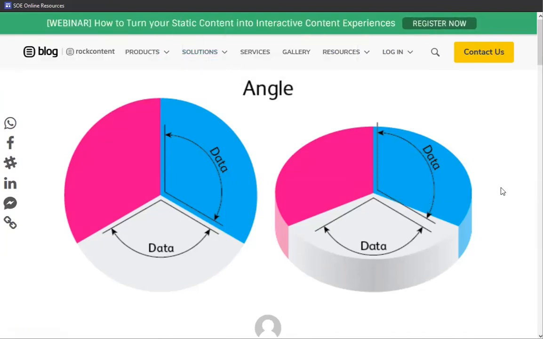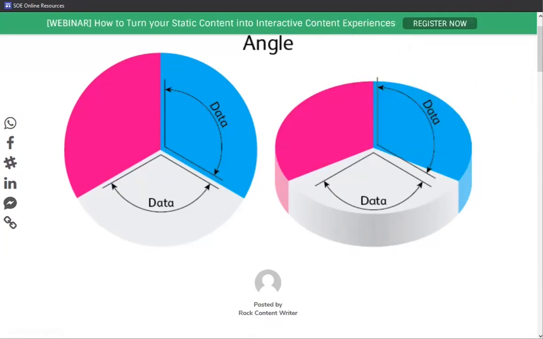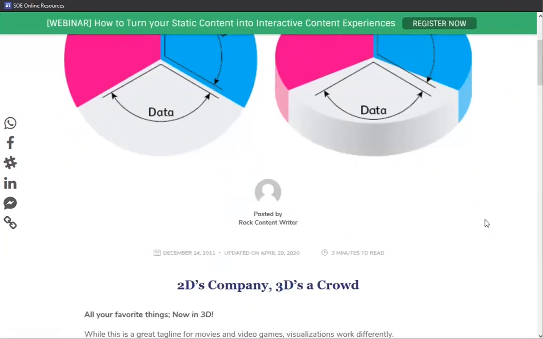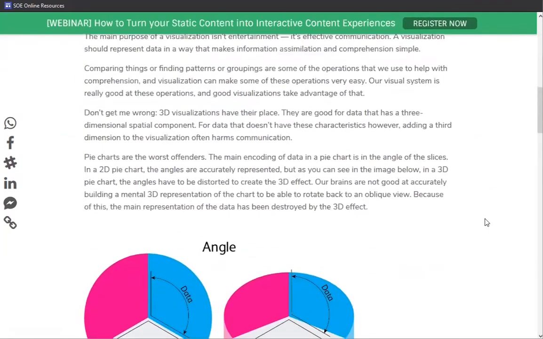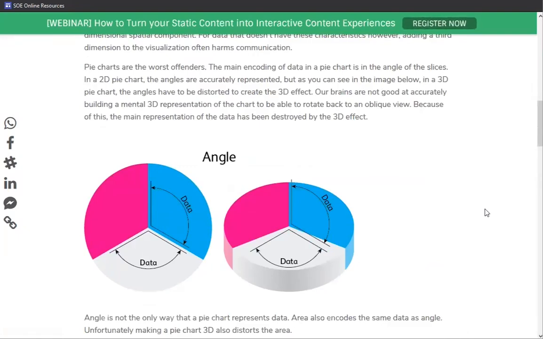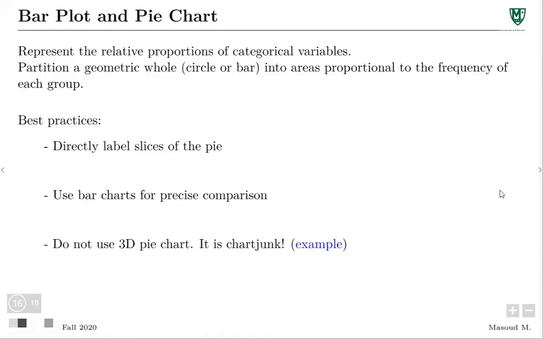I'll send you this article about the angle, about how it makes it confusing to see what portion of the data is a specific category when you put it in 3-dimensional space. And generally speaking, again, it defeats the whole purpose. We just want to see the relationship, and the easiest way to do it is in 2-dimensional flat. So whenever you see a 3D pie chart, tell that person that it is chart junk and should not be used. A pie chart is good enough when it's in 2 dimensions.